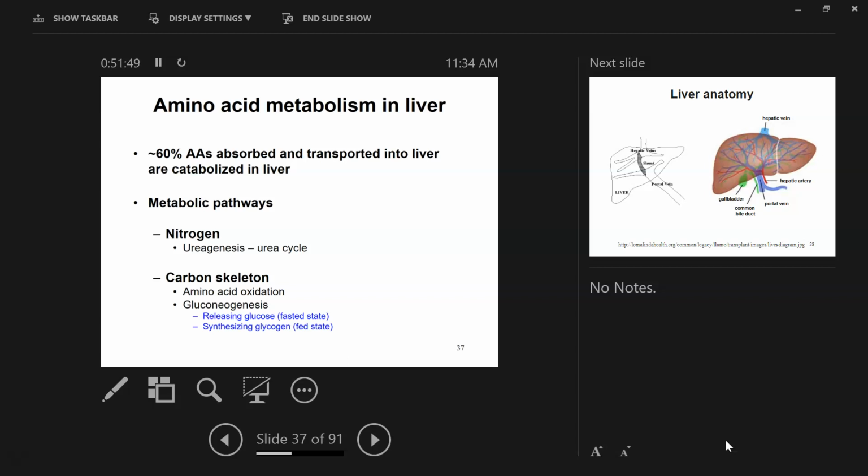And the carbon skeleton of amino acids can be metabolized through several different pathways. First of all is oxidation. The skeleton of amino acids is oxidized to alpha keto acid, right? Also, the carbon skeleton of amino acids can be used for gluconeogenesis, to produce glucose released into the circulation during fasting, or glucose that is converted to glycogen under the fed condition, right?